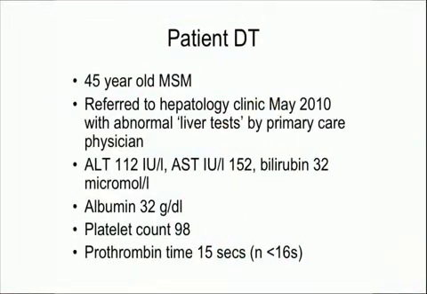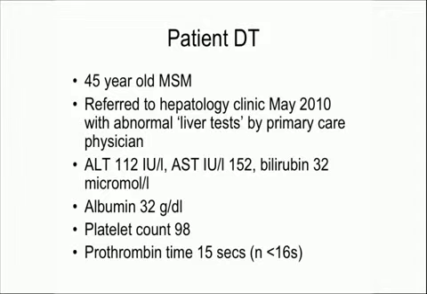His albumin was 32 grams per deciliter. I think that's the same unit that's used everywhere in the world, so you'll all be familiar with that albumin. And the platelet count was 98. Again, it's times 10 to the power 9 cells per liter. And his prothrombin time was 15 seconds, which was normal.